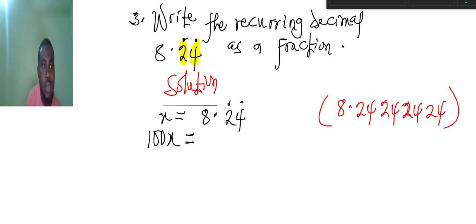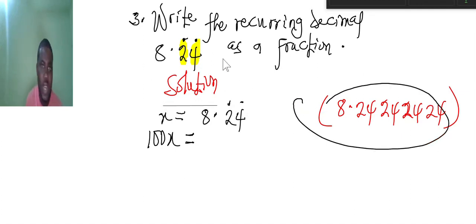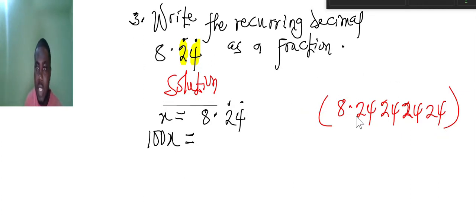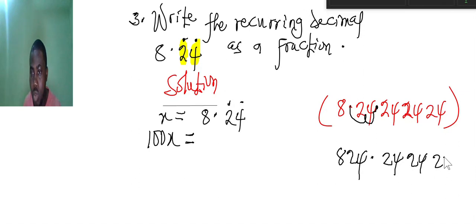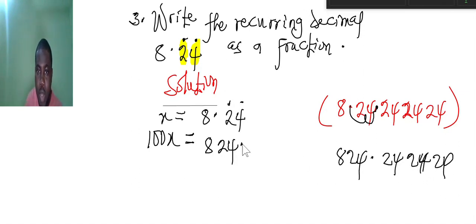Let's see. I could just do like this. You can make use of your calculator here. Fine, there's no problem. But I could just figure it out this way. That's 824 points, another set of 24, 24, 24. If you use your calculator, you get the same thing. So that's 824.242424 keeps repeating. Okay. So now you see at this step, we're so excited that we'll be able to clear off the recurring digits. So we subtract. Let's carry out a subtraction.